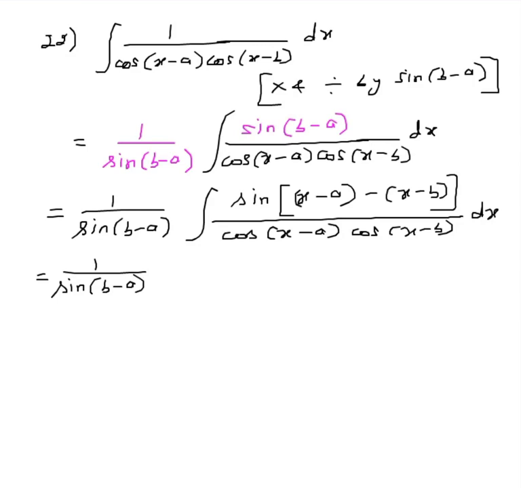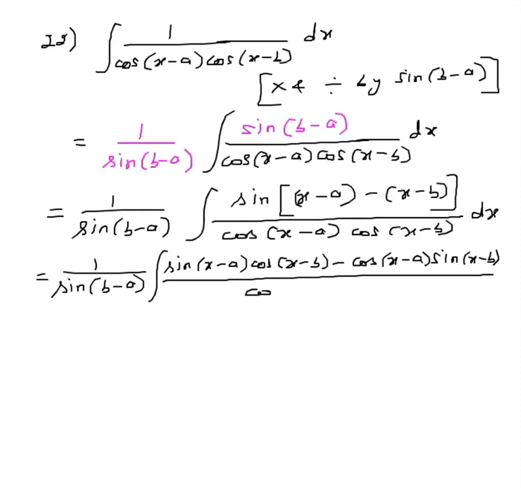Please memorize. Let us use the sine (a minus b) formula for the numerator, which becomes sine (x minus a) cos (x minus b) minus cos (x minus a) sine (x minus b), divided by cos (x minus a) times cos (x minus b) dx. We have just used the sine (a minus b) formula in the numerator.